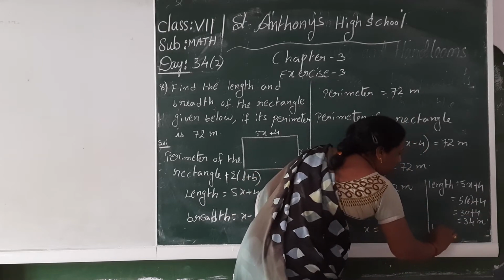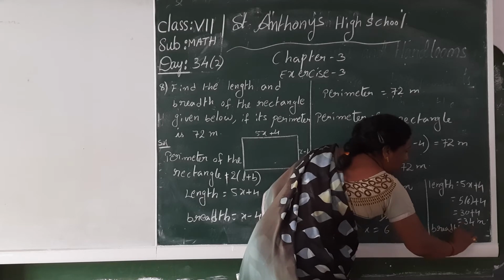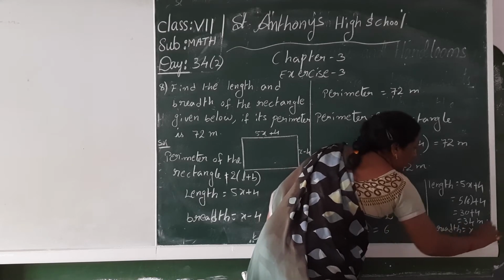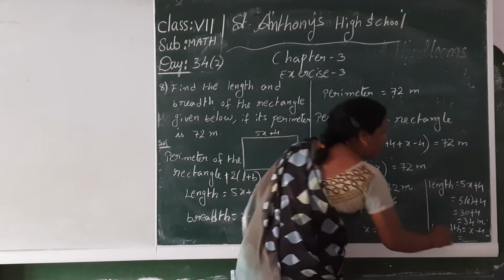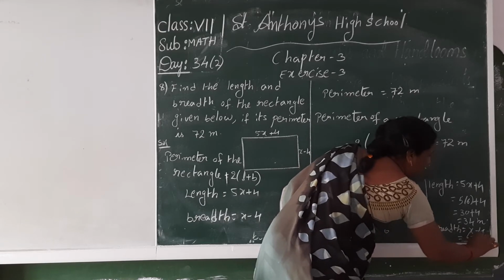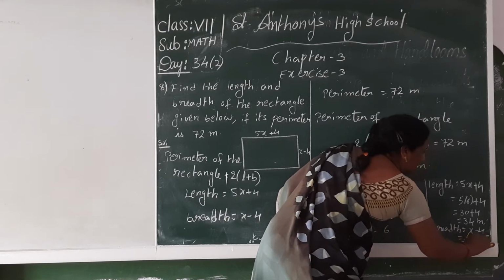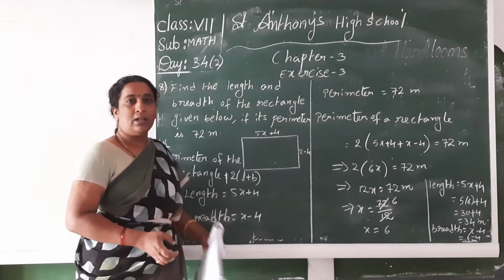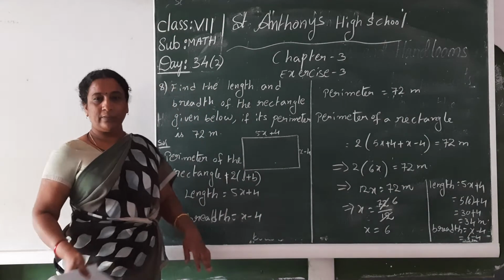Then we have to find breadth also. Breadth is equal to x minus 4. Here x is 6 meters. 6 minus 4 is equal to 2 meters. Okay?